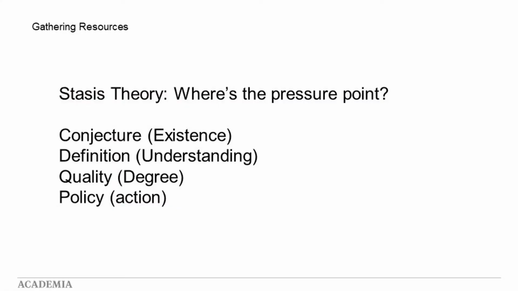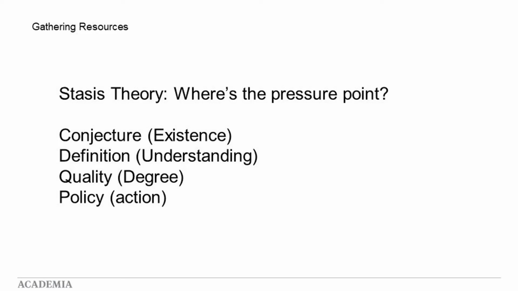Now, how do I gather resources for putting my argument together? Well, there's an ancient thing called Stasis Theory. It's from ancient Athens, the ancient Greek world. Other cultures have similar kinds of things, but the one most commonly taught in the Western rhetorical tradition of argumentation is Stasis Theory. Stasis Theory is four issues, questions where you can generate resources about your topic. They are conjecture, definition, quality, and policy.